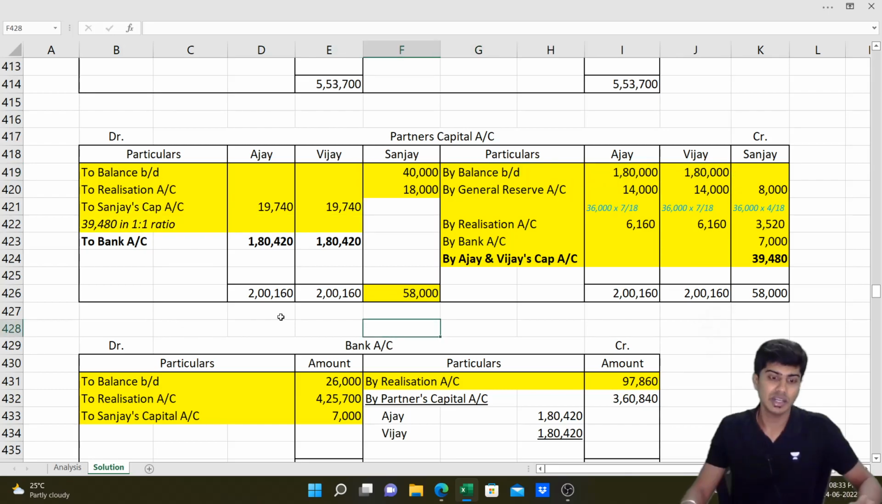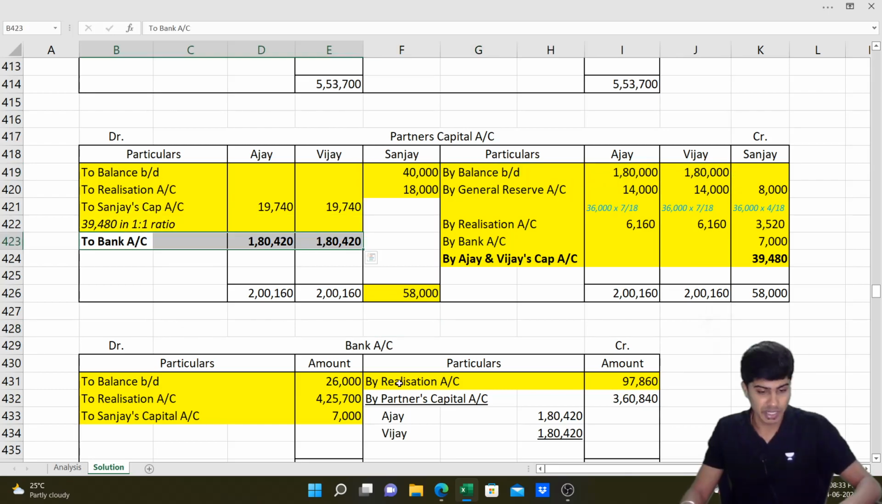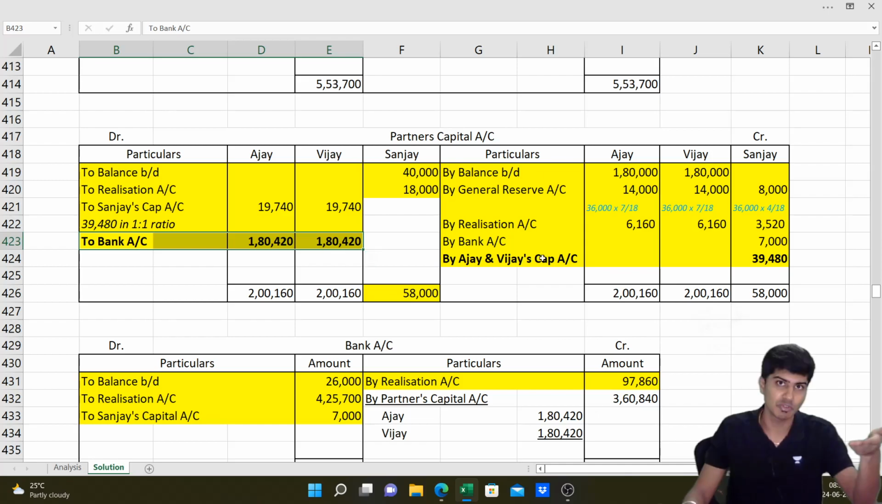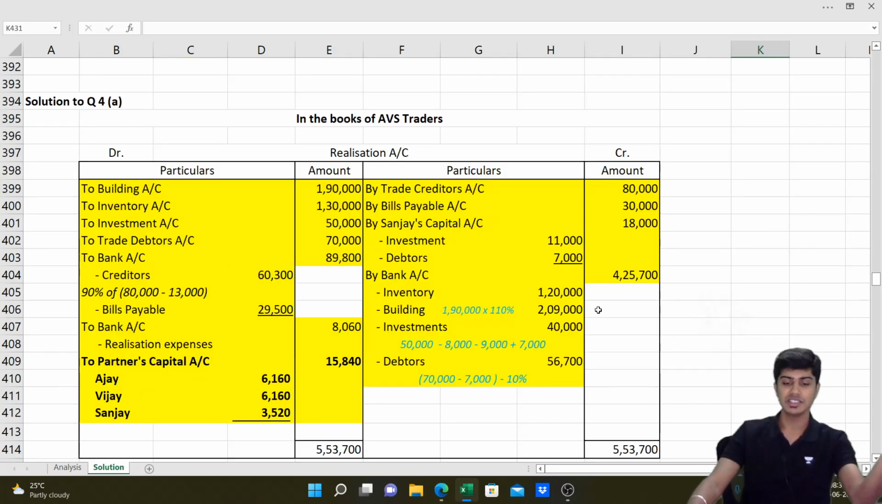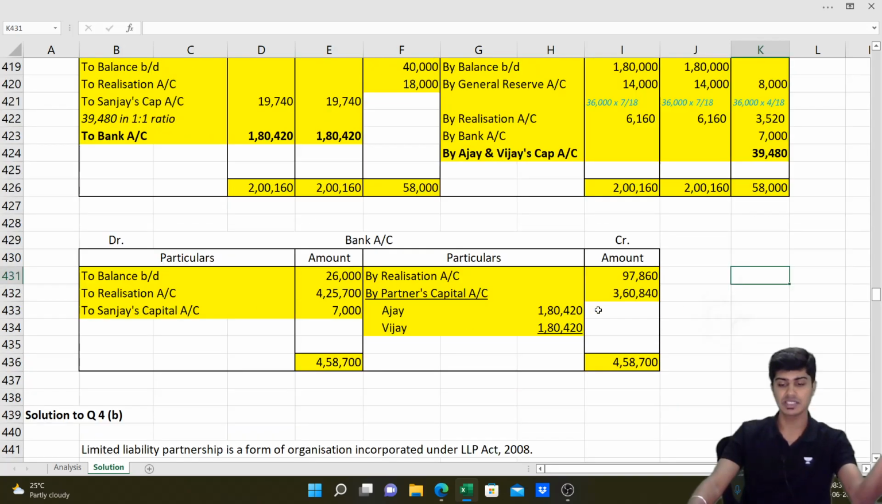You got it? So the balance of the money, they would have to bring it into the firm to make it good. So much money they take home. They would be taking more money if not for that loss of Sanjay. Now 1,80,420, 1,80,420 they'll take home. Balance in the capital account if I write 1,80,420, 1,80,420, 368.40 will become the total, and our bank balance also will tally. Yes, so that ends our realization account, partners capital account, as well as our bank. Everything else is done. Everything is in yellow.